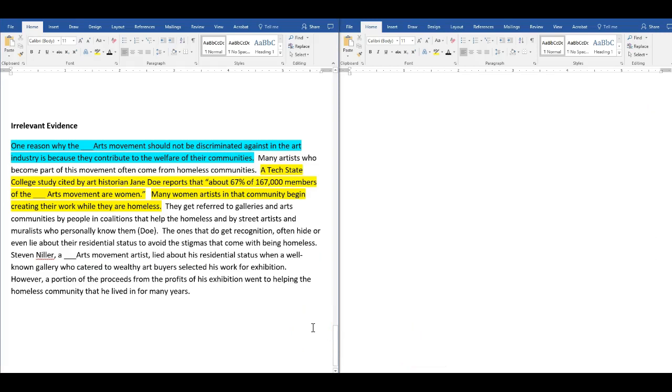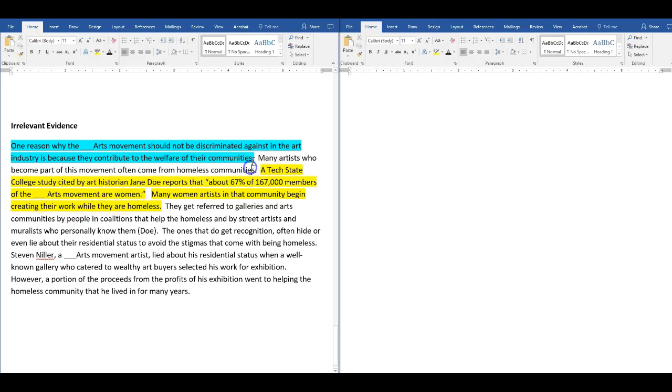Last but not least, the second type of structural problem is irrelevant evidence. In irrelevant evidence, what happens is that the quote or the example or whatever piece of detail or data that is being used in the paragraph has nothing to do with the topic sentence or the thesis of the essay. Here we have an example. We have the main idea or the topic sentence about the artist movement and the welfare of the communities that the artists serve. We have a quote here that says 67% of the members of this arts movement are women.